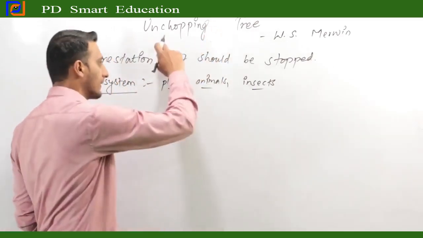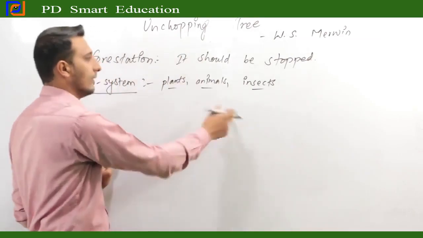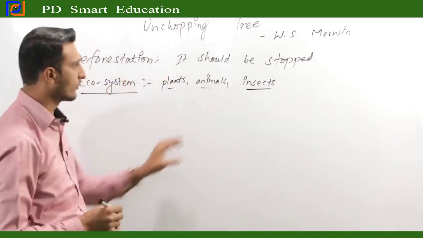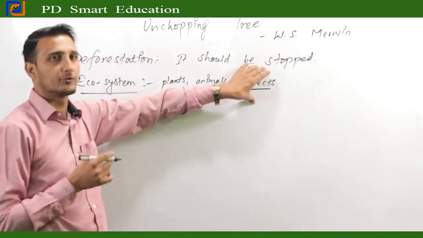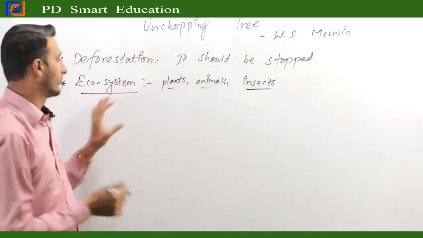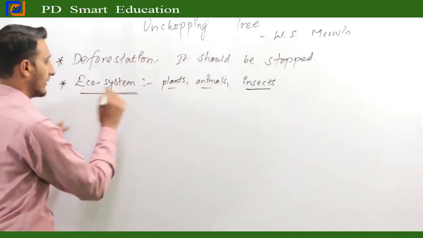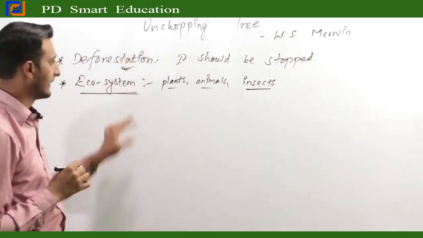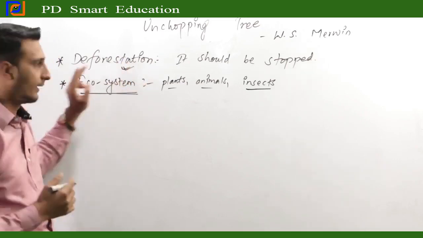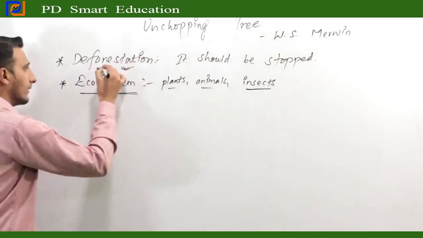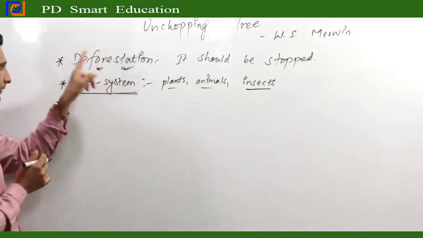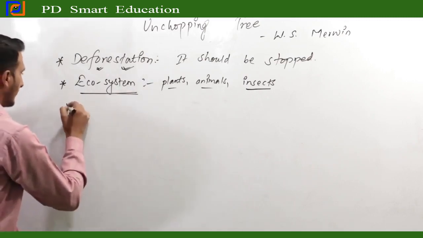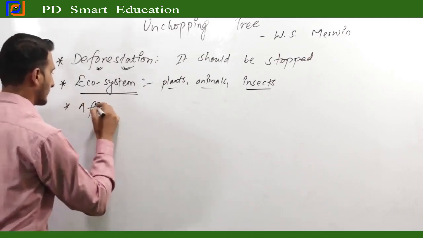So while unchopping a tree, we should unchop the habitat of these small insects as well, because these things create balance in our ecosystem. Our ecosystem is unbalanced because we are doing deforestation. It is the major problem. And if we continue deforestation like this, if we do not bring balance in the ecosystem, there is only one solution, that is afforestation.